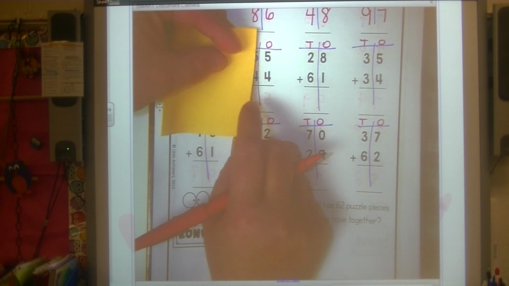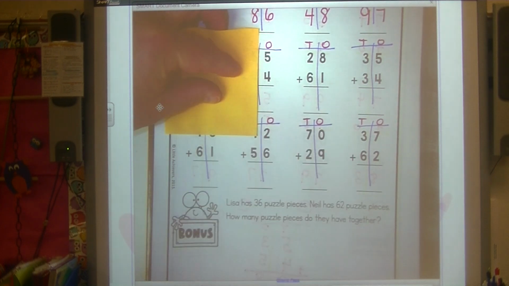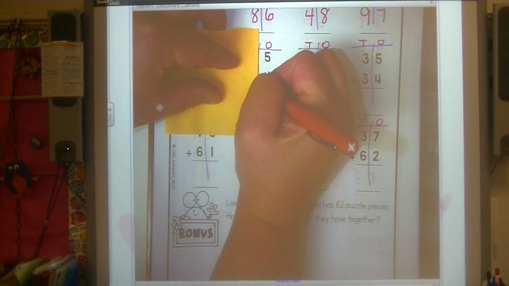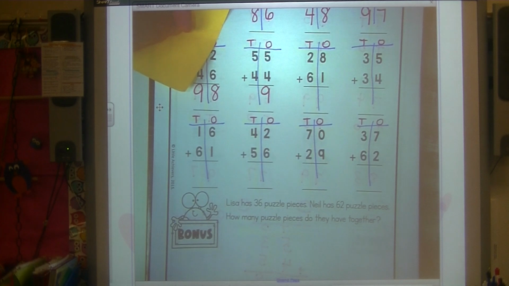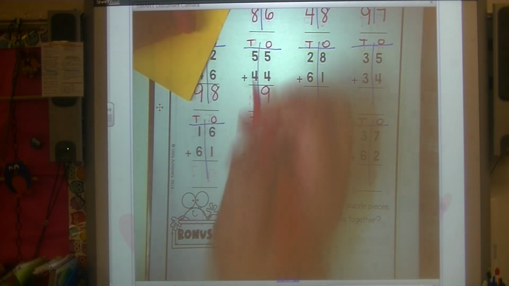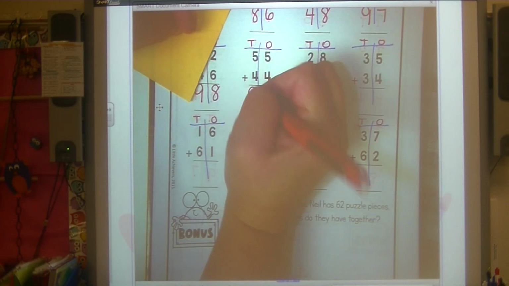55 plus 44. Cover up your tens. 5 plus 4 is 9. And 5 plus 4 is 9. Your answer is 99.